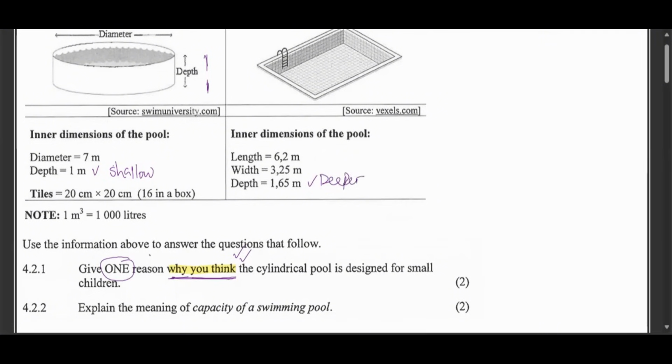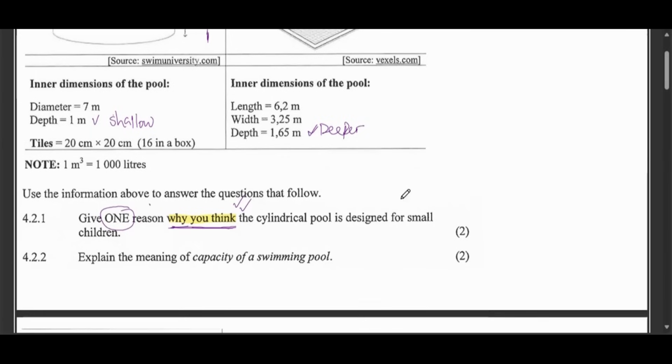Another way of looking at it, even when the child tries to drown, you can easily pick them out of that swimming pool because it does not need you to be inside there. It's 1 meter, for God's sake. You can easily pick the child up. Why do you think cylindrical pools are designed for small children? So this is your thing. Any reason here is viable and right, as long as you are referring to a swimming pool.